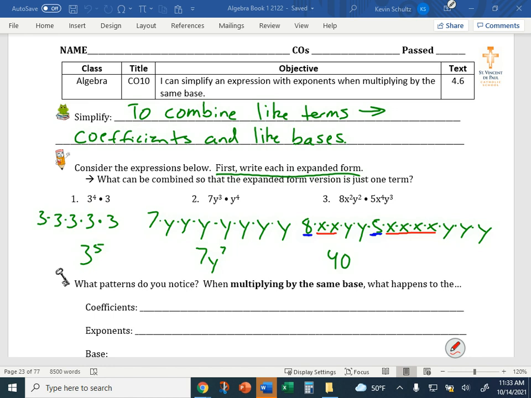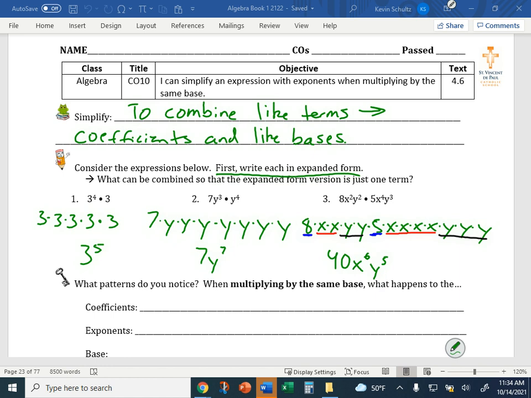Sasha? 6 of them. So I can combine those to write x to the 6th. Right? And then my second base that I have here, I've got 2 y's there, 3 y's there. How many in all, Connor? 5 of them. So y to the 5th. So 8x squared y squared times 5x to the 4th y cubed can be combined to be 40 x to the 6th y to the 5th. Questions on what we've done so far?